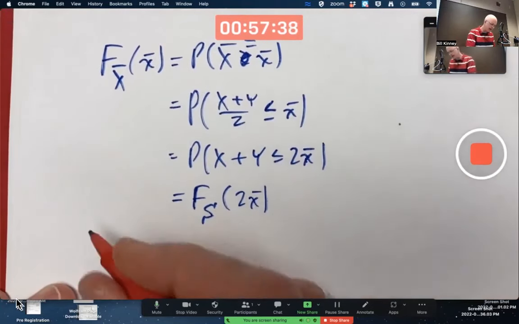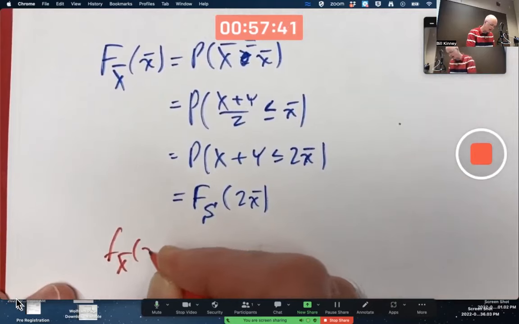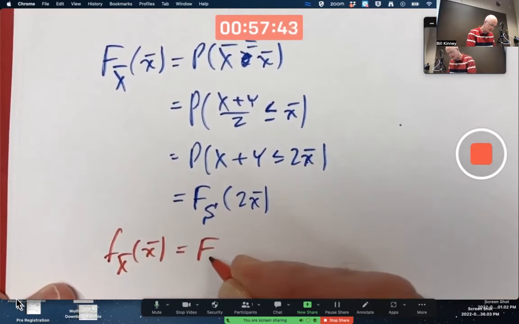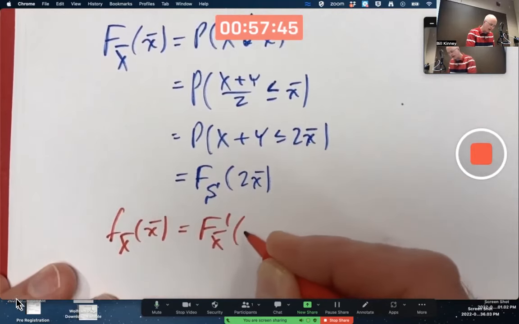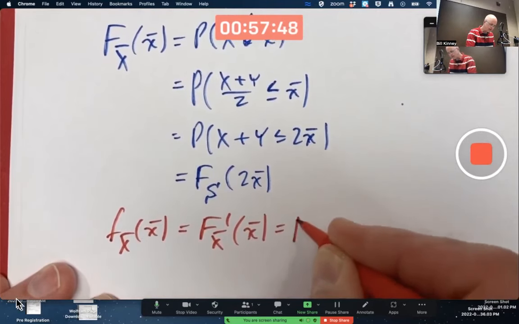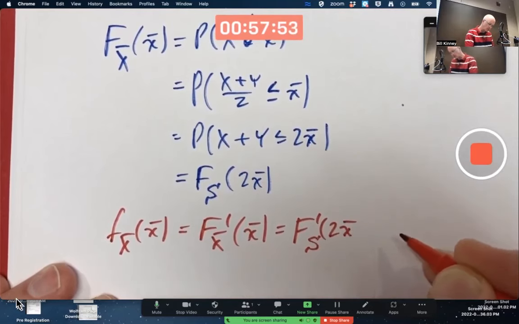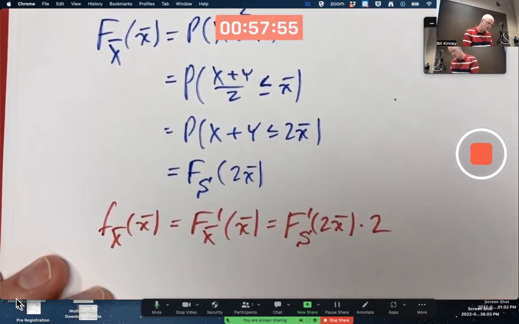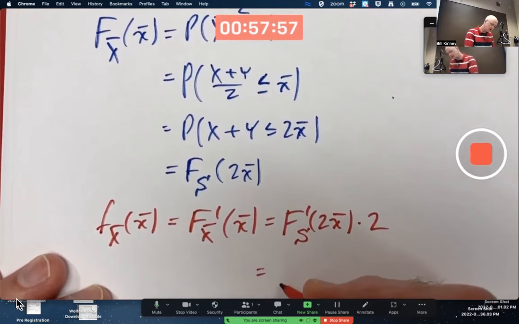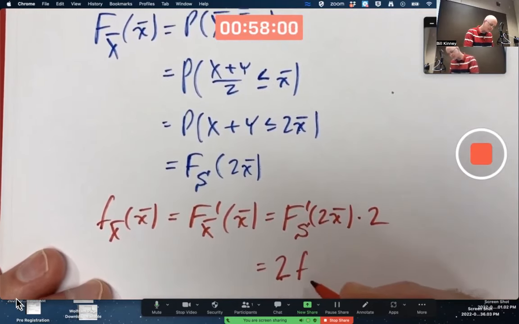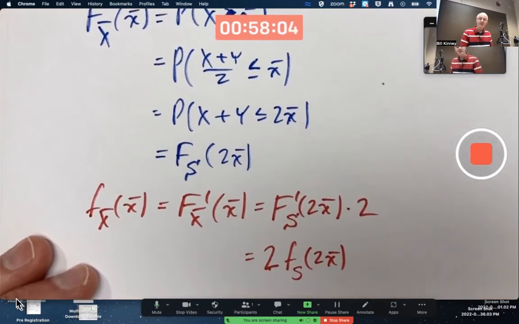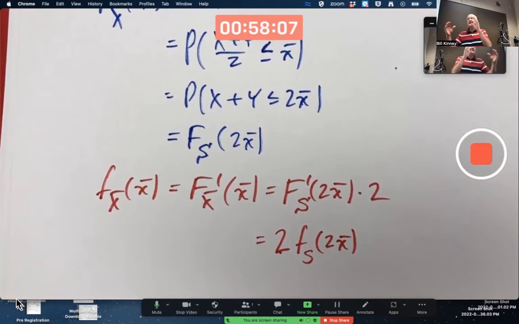And that'll mean the PDF of x bar will be the derivative of the CDF of x bar, and that'll be related to the derivative of the CDF of S using the chain rule to get an extra factor of 2. That'll be 2 times the PDF of S evaluated at 2x bar. Think of capital X bar as being the random variable, the statistic I called it, and the little x bar is just a number.